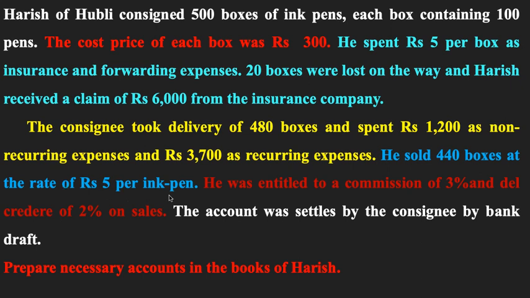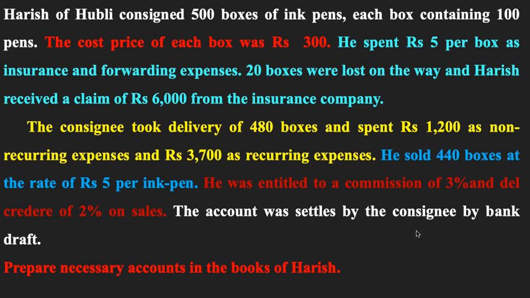So here what is he doing? He is selling 440 boxes out of 480 boxes, and he is selling at 5 rupees per pen. He is charging 5 rupees per ink pen, right? He was entitled to a commission of 3% and del credere of 2% on sales. So he is receiving how much? 3% plus 2% of commission.